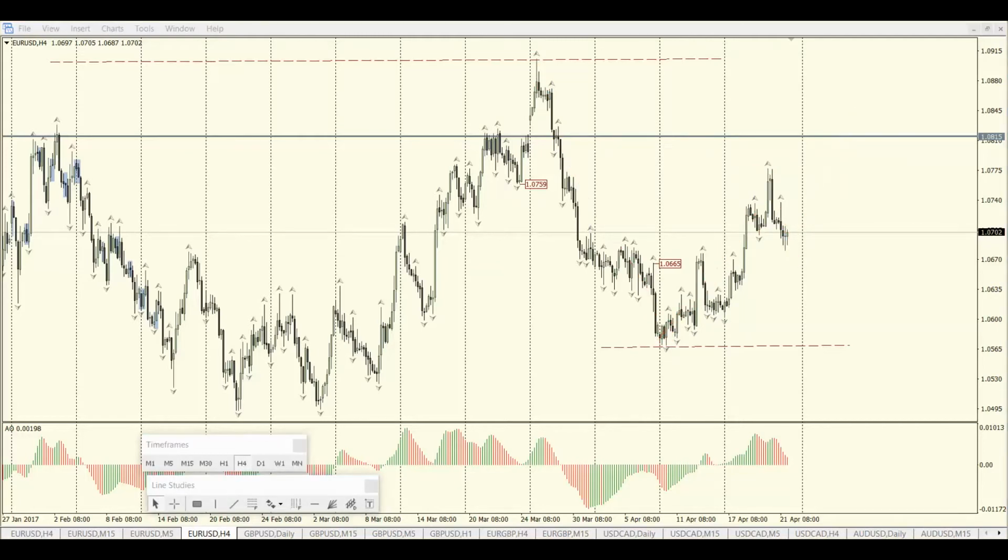But for now, I'll just leave this pair alone, and we'll stay out of it until it shows me some better reference points based on Masterforex-V Technical analysis. Right, this is it about the euro. Let's go to the British pound.